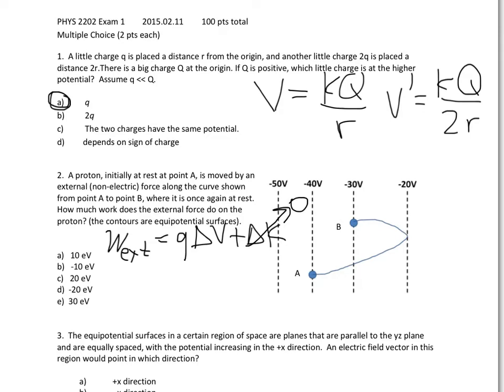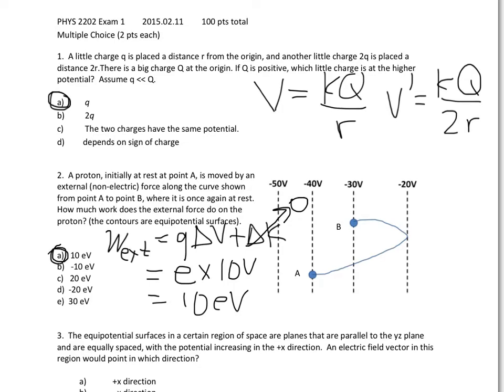Now the change in potential here will be the final minus the initial. The final is minus 30, the initial is minus 40, so that change is plus 10 volts. And of course the charge is going to be plus E. So that means that the external work is E times 10 volts, which is 10 electron volts. So the correct answer here is A, 10 electron volts.